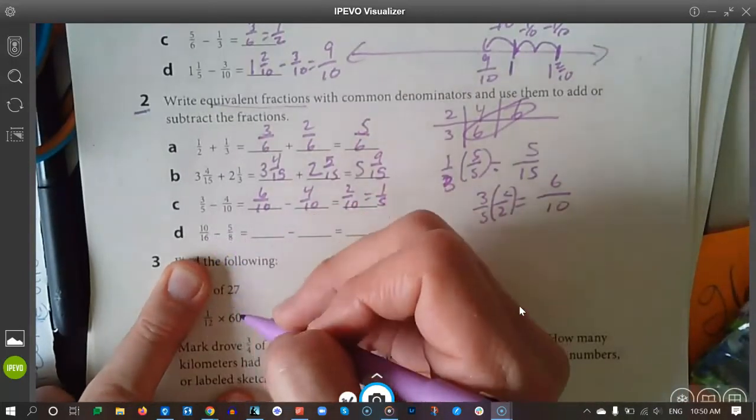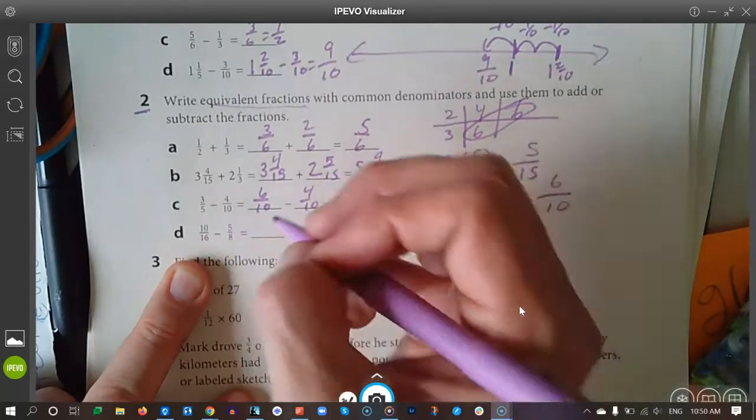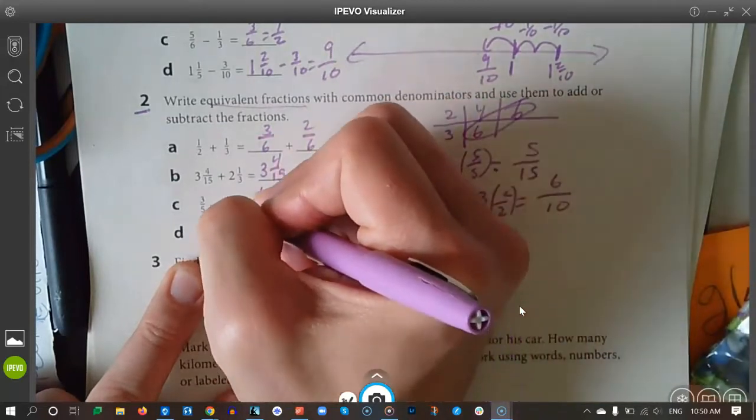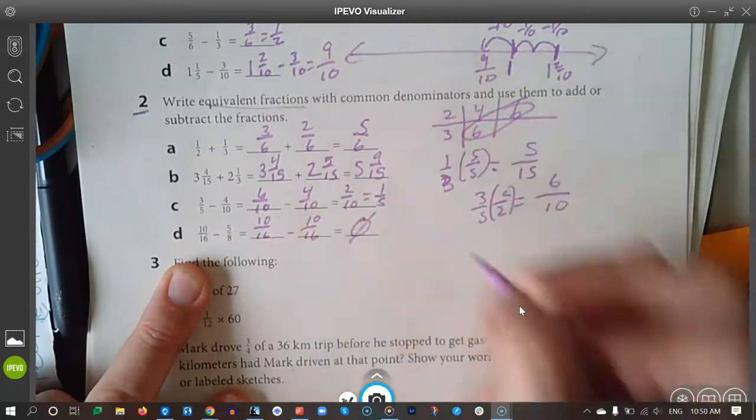Again, I look at those denominators. They're not the same, so I do have to find a common denominator. I see the 8 can go to 16 by multiplying by 2, so I have to multiply the 5 by 2. So I have 10 sixteenths minus 10 sixteenths, and that's going to give us 0.